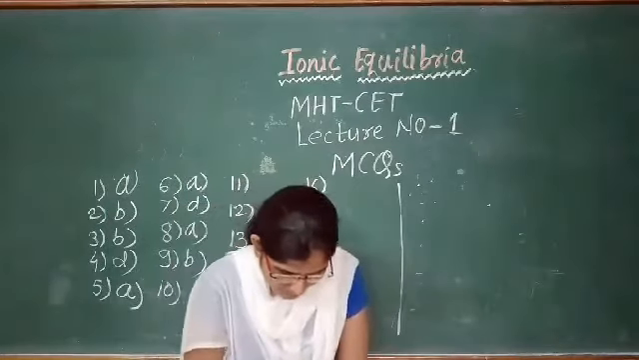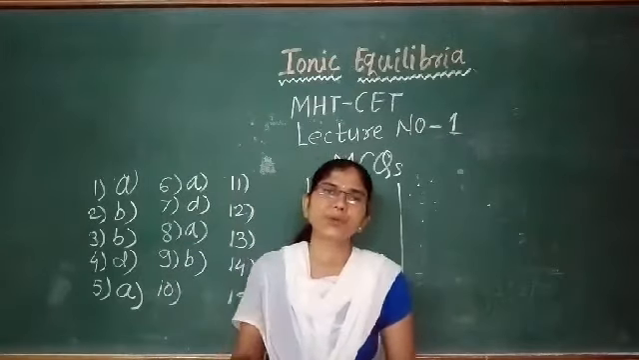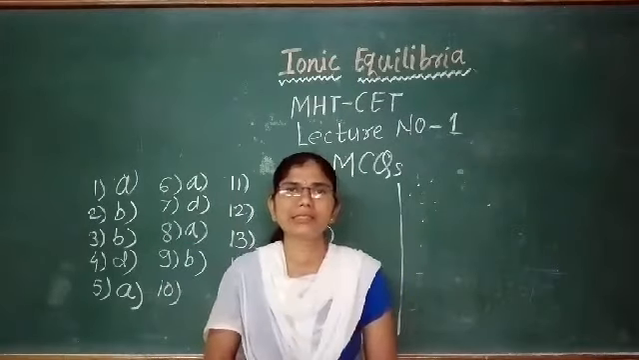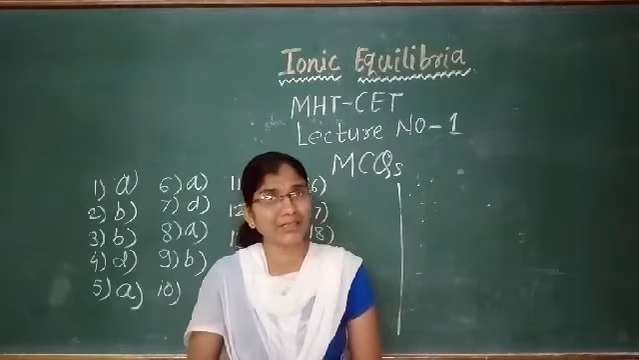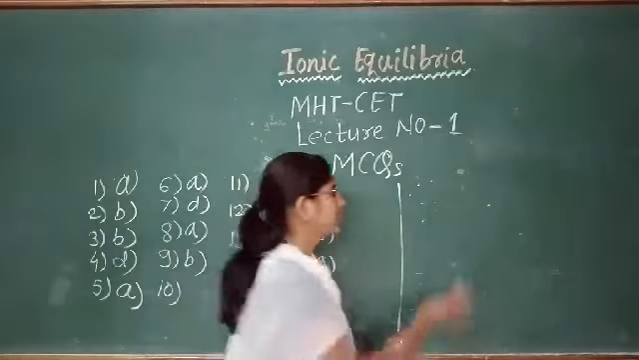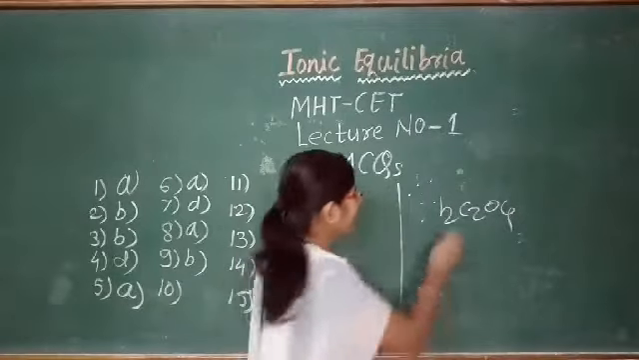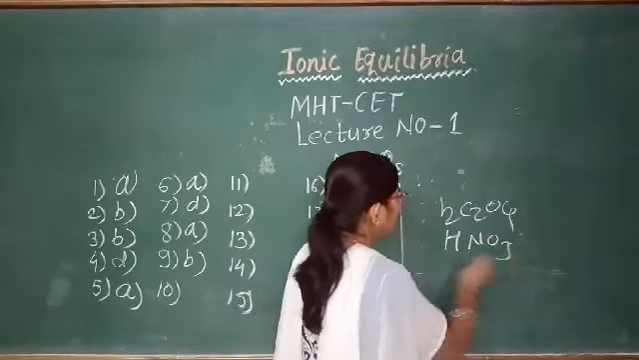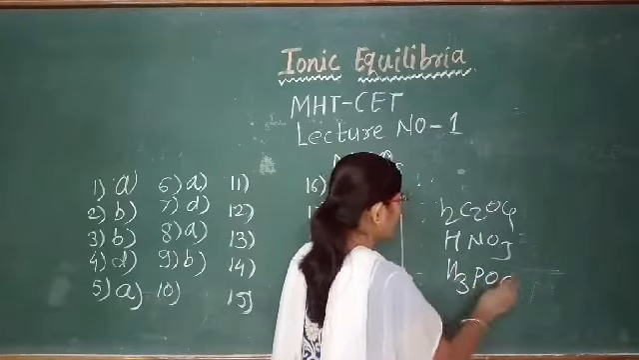Next, which of the following is a monoprotic acid? Mono means one, protic means proton. Which of the following is a monoprotic acid? The first one is malonic acid, which has more than one proton. Oxalic acid, that means H2C2O4, or nitric acid, HNO3, and phosphoric acid, that means H3PO4.